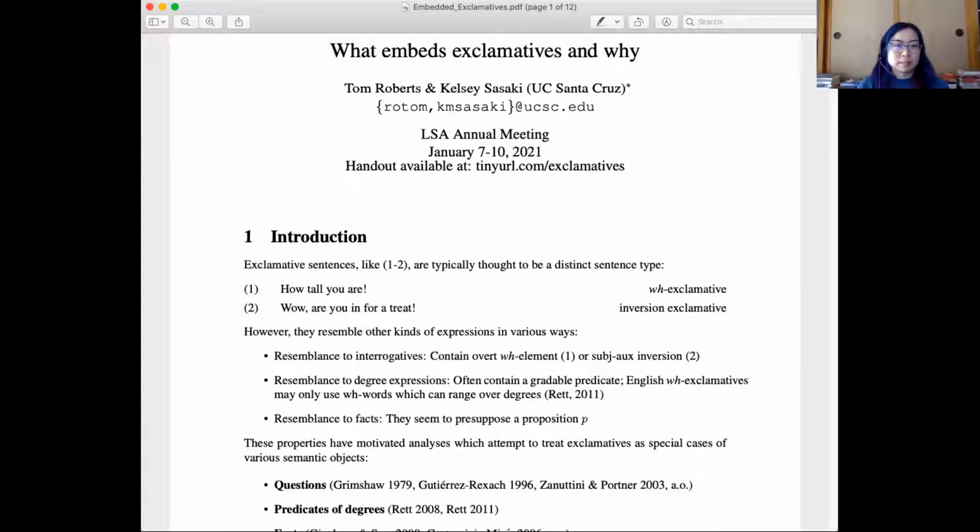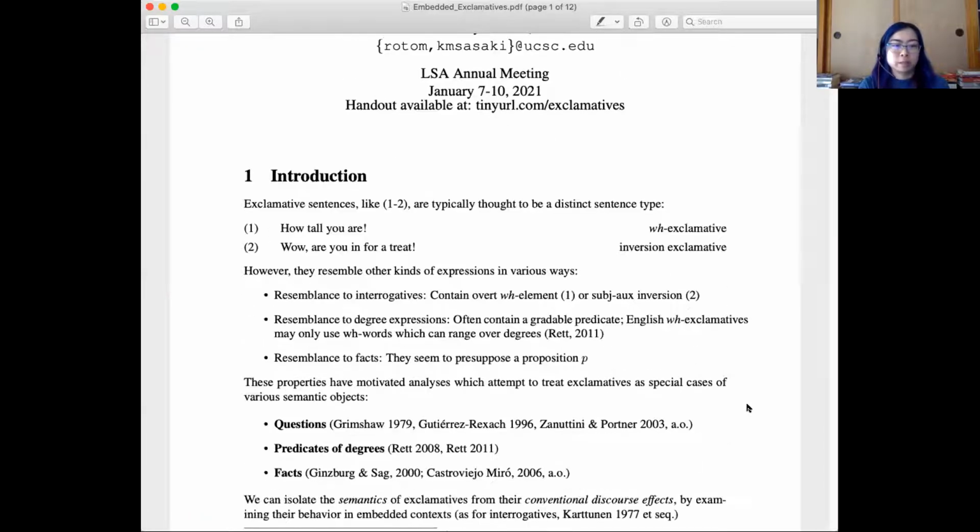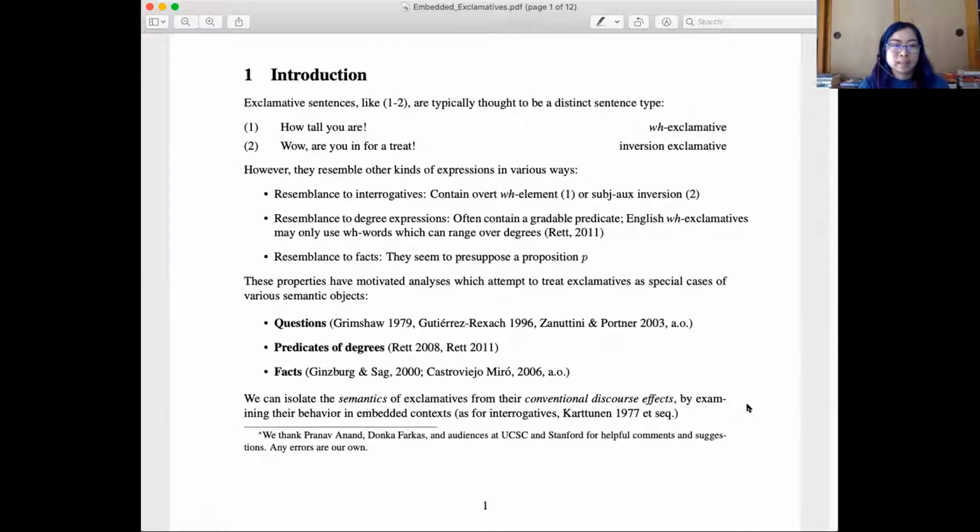Exclamative sentences, like "how tall you are," are typically thought to be a distinct sentence type, but they resemble other kinds of expressions in a number of ways. For instance, they resemble interrogatives in that they can contain an overt WH element, as in one, or subject-aux inversion, as in two. They resemble degree expressions in that they often contain a gradable predicate, and for instance, English WH exclamatives may only use those WH words that can range over degrees. And finally, they resemble facts in that they seem to presuppose a proposition. These properties have motivated analyses which attempt to treat exclamatives as special cases of questions, predicates of degrees, or facts. And we can isolate the semantics of exclamatives from their conventional discourse effects by examining their behavior in embedded contexts.